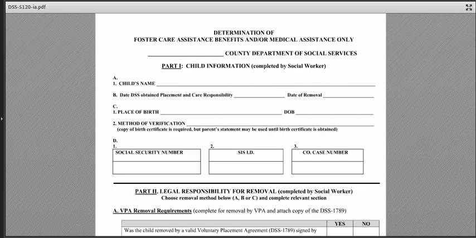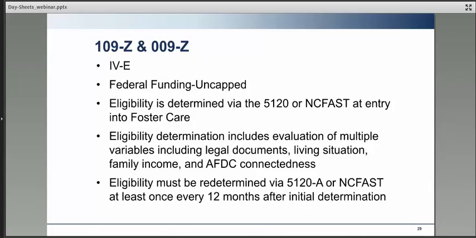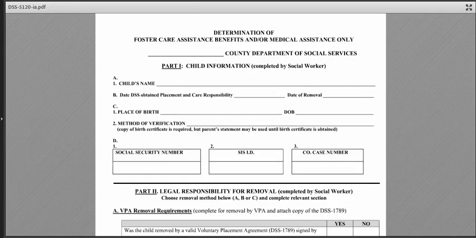But if you'll bear with me, we'll get that up there. But while we're trying to get that up, I will tell you what's on there. The 5120 focuses primarily on, the first thing is how the child came into care.